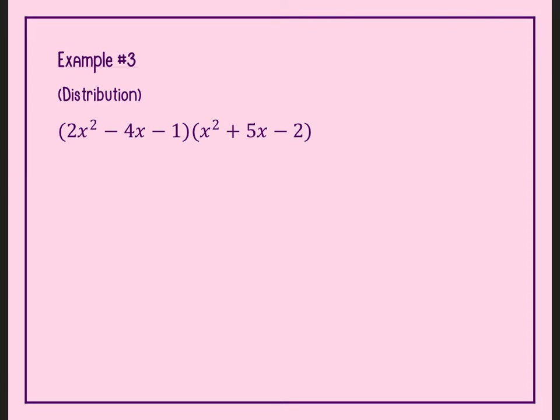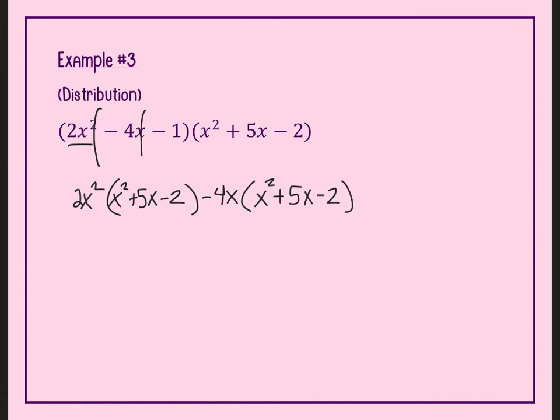So now we're going to take a little bit longer and show you the difference between the distribution method and the box method with longer problems. So I'm going to take the first term and break it up here and here. I'm going to take this term right here and multiply it by everything in the second parentheses. Okay. Then I'm going to take that middle term, that minus 4x, and multiply it by everything in the second parentheses. And the last term times everything in the second parentheses.